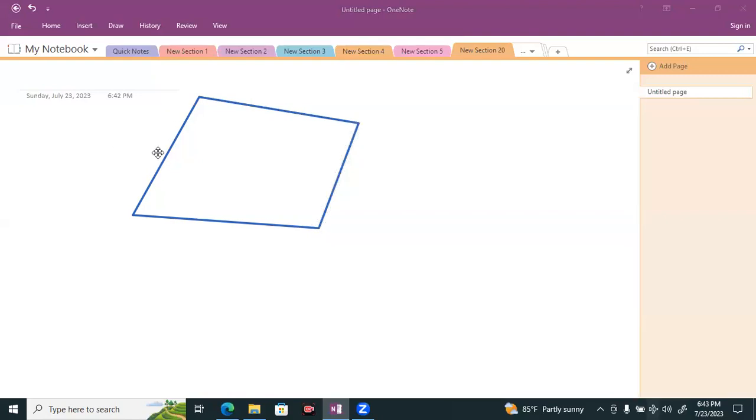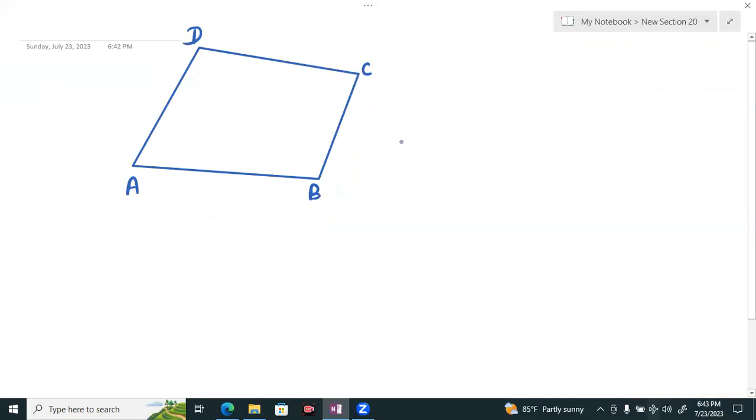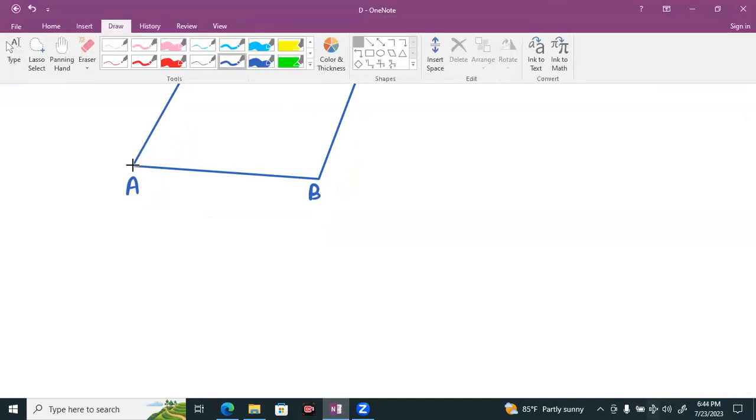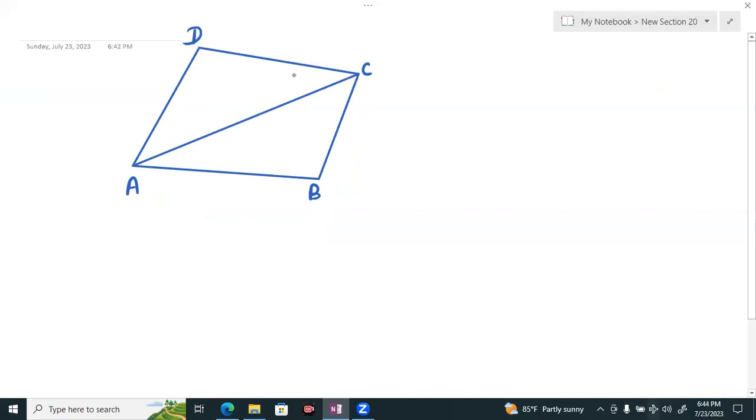Okay, then it says that in the quadrilateral ABCD, AC is equal to 15 centimeters, and BD is equal to 10 centimeters.